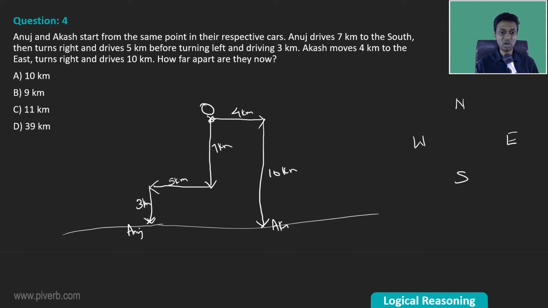Anuj has gone 5 kilometers east. This distance is 5 kilometers. Akash has gone 4 kilometers east. Anuj has gone 5 kilometers west. Sorry. Akash has gone 4 kilometers east.